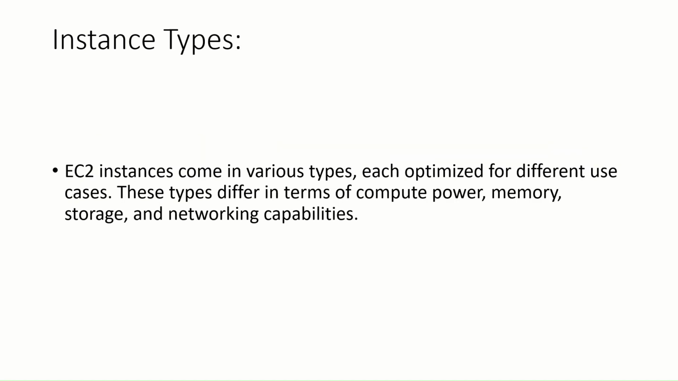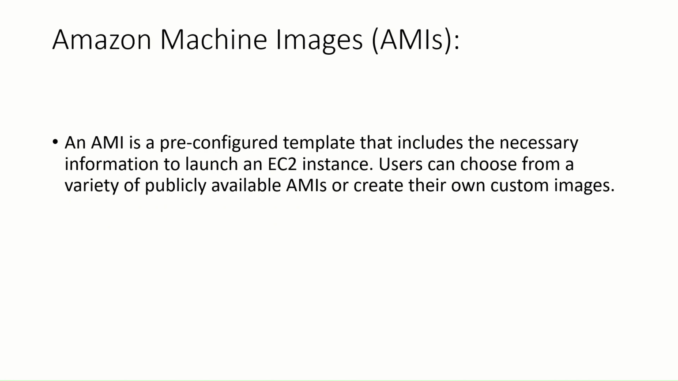So based upon the compute power, memory, storage, and networking capability, we can have different EC2 instances. So EC2 instances come in various types, each optimized for different use cases. These types differ in terms of compute power, memory, storage, and networking capabilities. Now let me go to the next slide and discuss Amazon Machine Images.